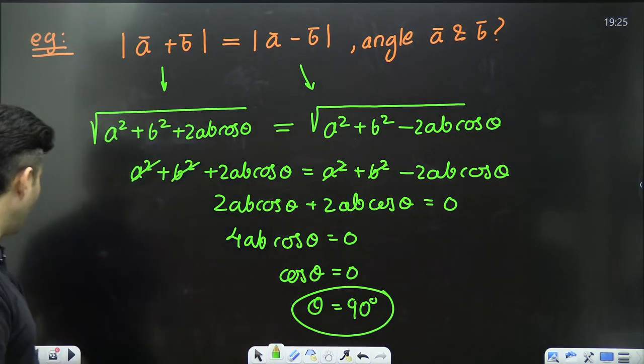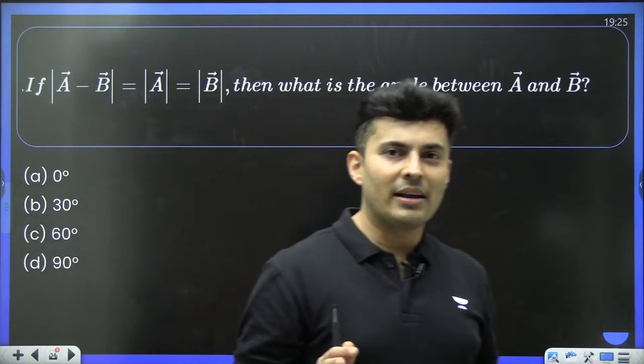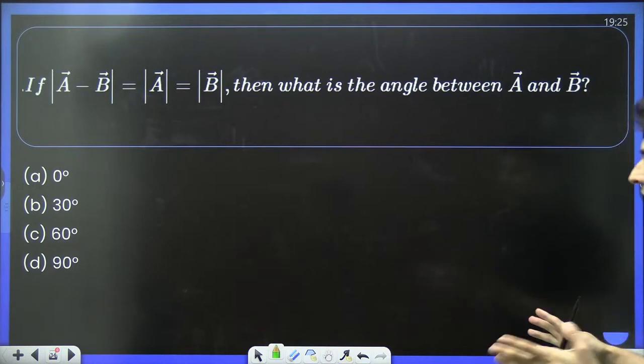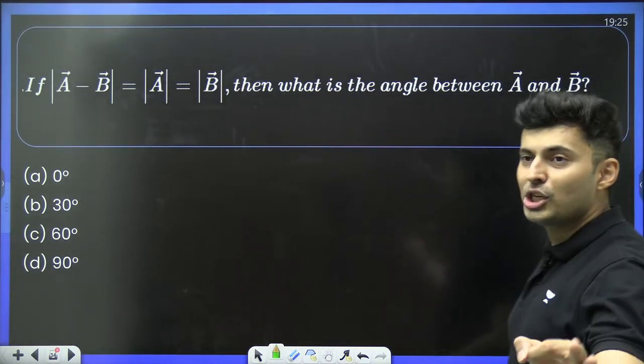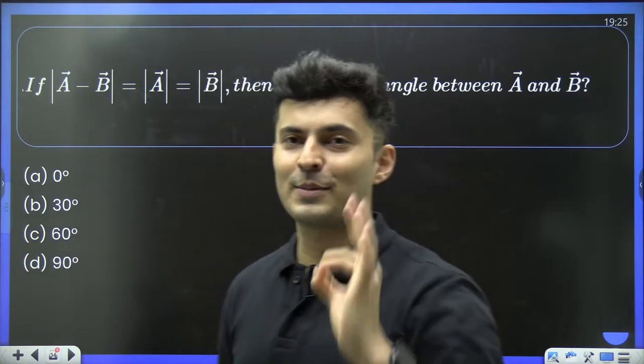Okay? Moving on to another question coming up on your screen. A bar minus B bar has the same magnitude as A bar and B bar. What is the angle between A and B? Use the formula. Trust me, you'll get it. Guys, come on.